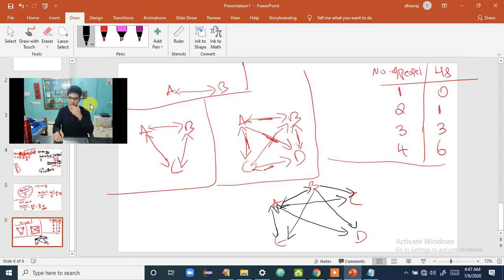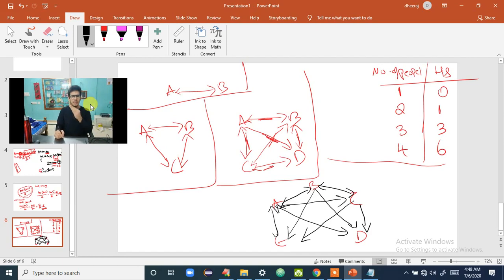Now let me come to C. From C, did I give handshake to B? Yes, link is already there, right? From C, did I give handshake to A? Yes, it is already there. From C, did I give handshake to D? No, I'll include that. From C, did I give a handshake to E? No, I'll include that like this. So from C, I have given handshake to all.